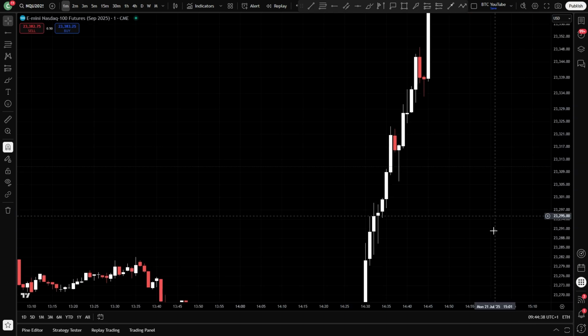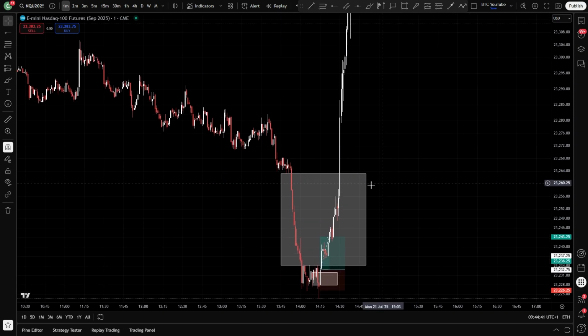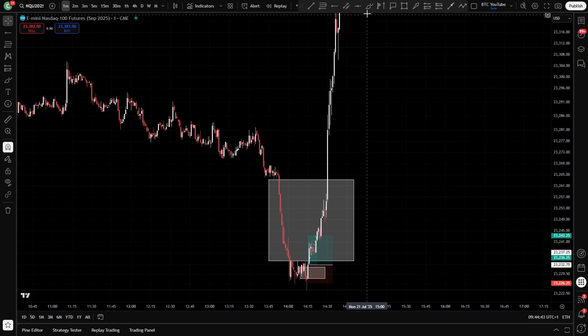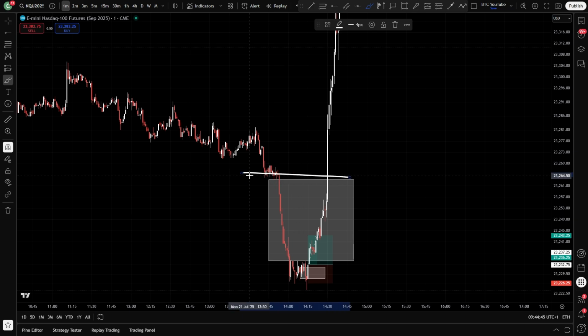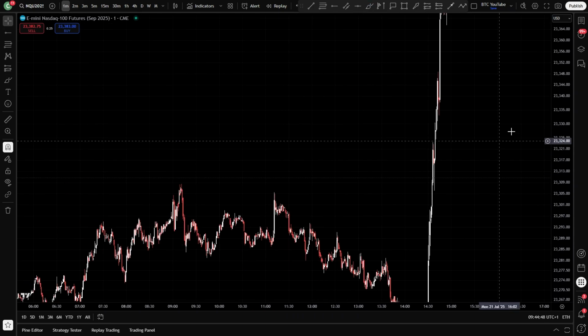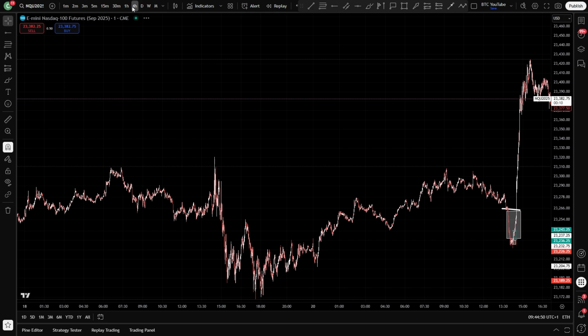But I was looking to target back up to the top of this V shape here. At the very least, I think I held 1 micro to here and then closed it. And then I held the second micro pretty much all the way up to all-time highs, I think here.